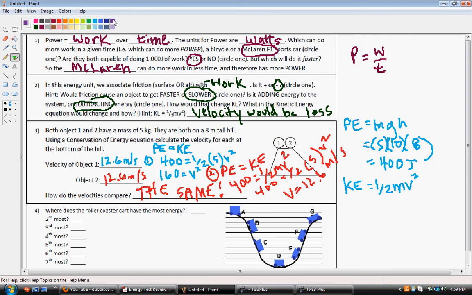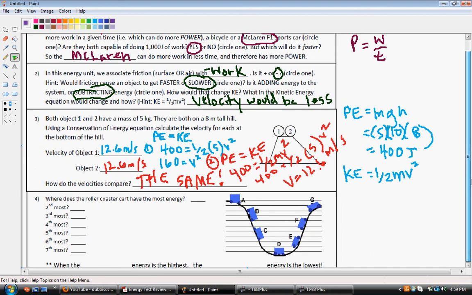Okay. So number 4, where does the roller coaster have the most energy? So I think what it meant to ask is either potential or kinetic. So we're going to go ahead. Well, honestly, it has the most energy at all these different places because conservation of energy tells us that we don't create or destroy energy, and if we assume there's no friction, then the energy doesn't change.